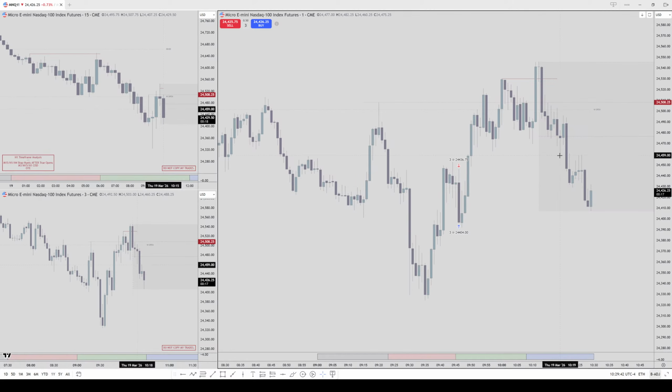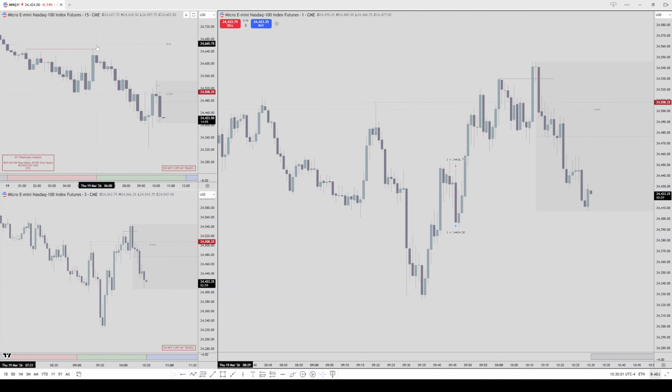Okay, so the current plan that I have is I am looking for shorts. Okay, we took out internal liquidity, which is this swing high on the 15th. We also took out some swing highs on the 3. The last stop hunt on the 15th was up here.